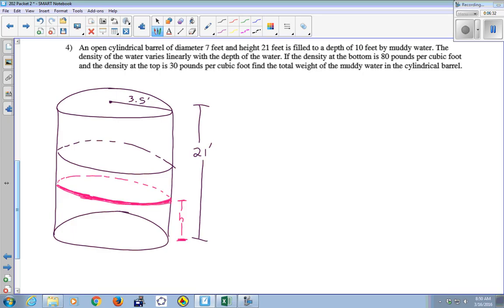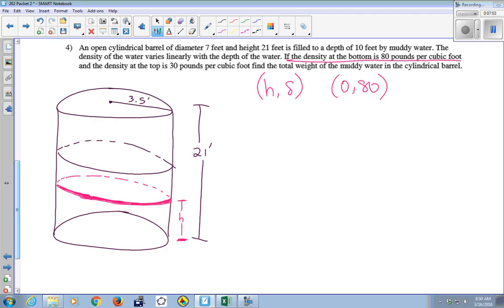All right, so the density of the water varies linearly with the depth of the water. If the density at the bottom is 80 pounds per cubic foot, so the density at the bottom is 80 pounds per cubic foot. So can we translate that to a point in the form h comma delta, a height with a density? 0 comma 80, great.